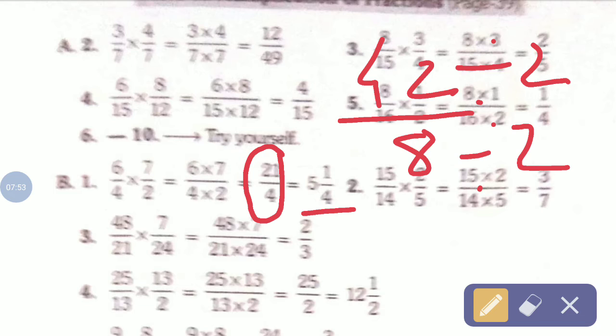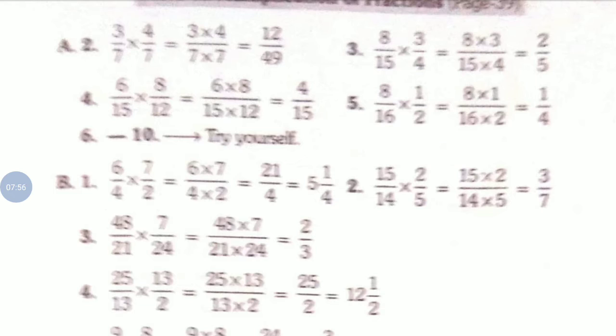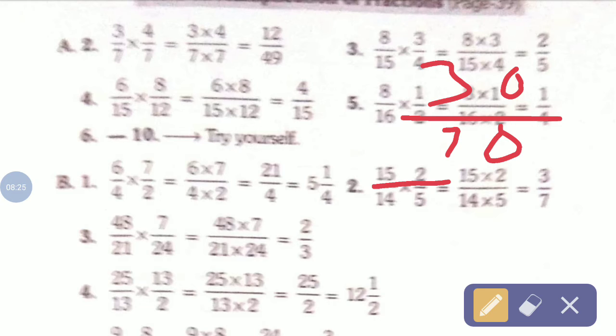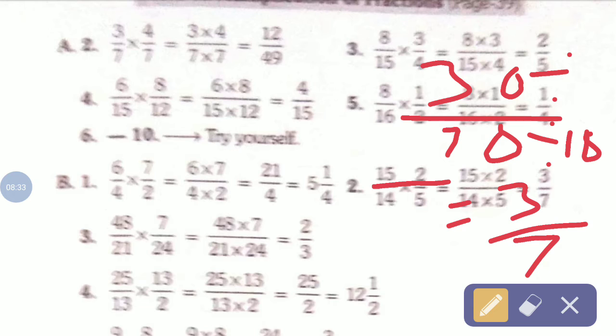Then in the same way, the second example is 15 upon 14 multiplied by 2 upon 5. So you will have your answer, that is 15 multiplied by 2, numerator to numerator and denominator to denominator, you will get the answer 30, and 14 multiplied by 5, you will get the answer 70. If you divide both the numbers by 10, you will get the answer 3 upon 7.